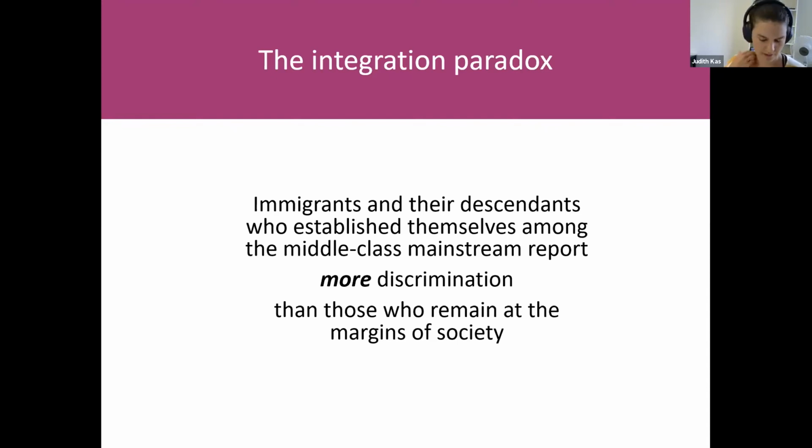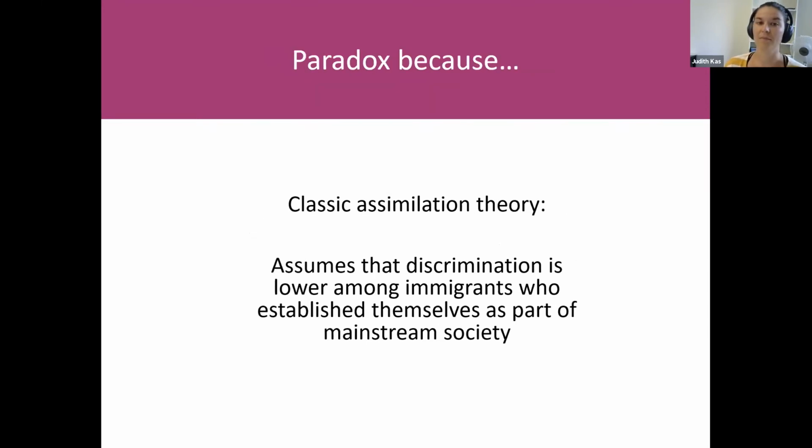And this is in a way counterintuitive, because you would expect that people who get more similar to the mainstream would be discriminated less and would also report less discrimination. And it's also different from what classic assimilation theory would assume, namely that immigrants who establish themselves as part of mainstream society are discriminated less.